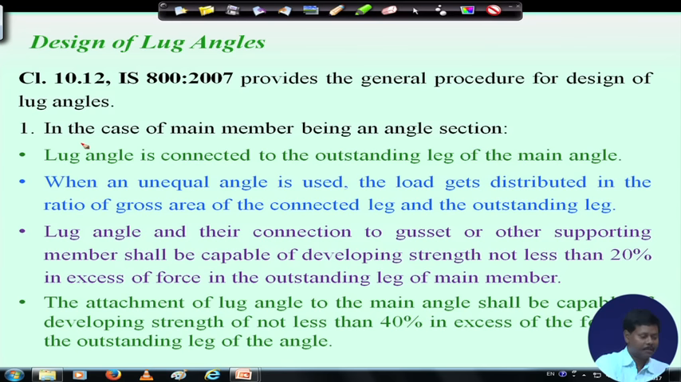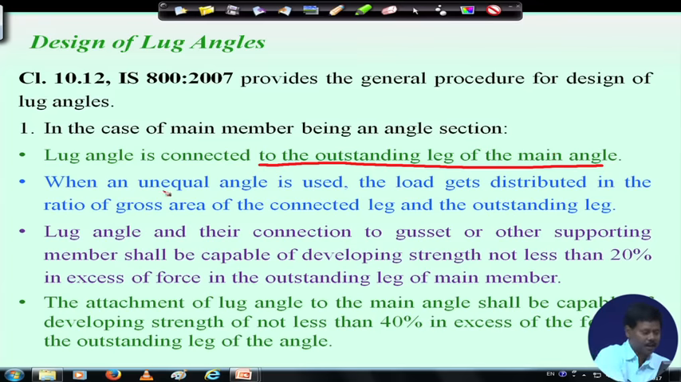It is of two types: one, we can provide an angle section, another, we can provide a channel section. The main member may be an angle or the main member may be a channel section. So, if the main member is an angle section, then it is stated that the lug angle is connected to the outstanding leg of the main angle, right. So, as I told, the lug angle will be connected to the outstanding leg of the main angle.